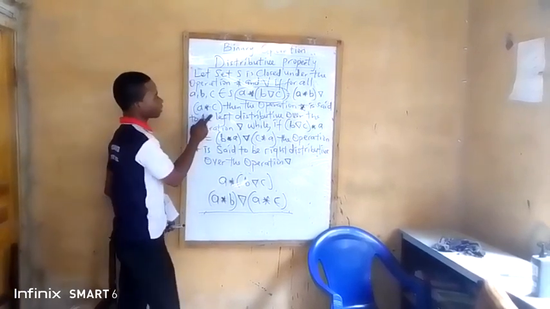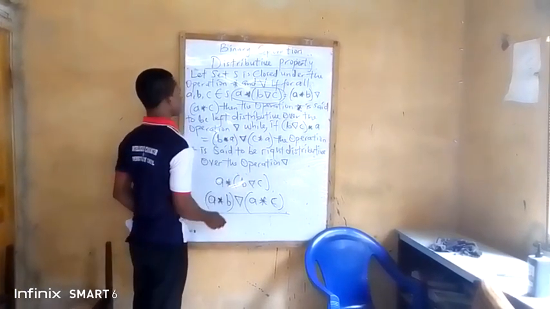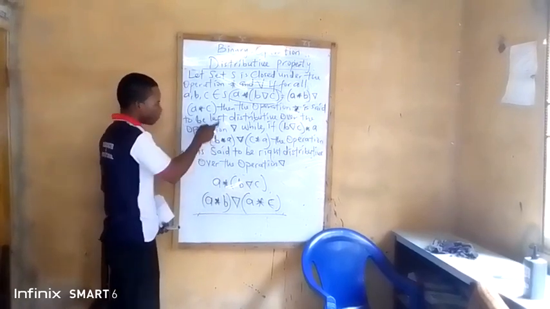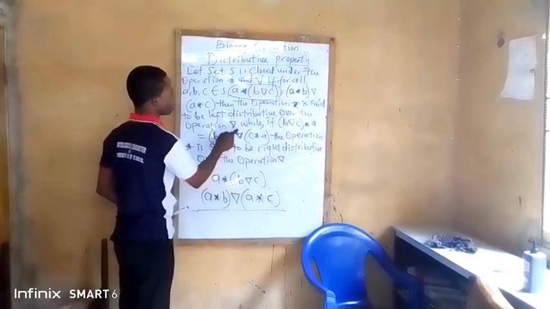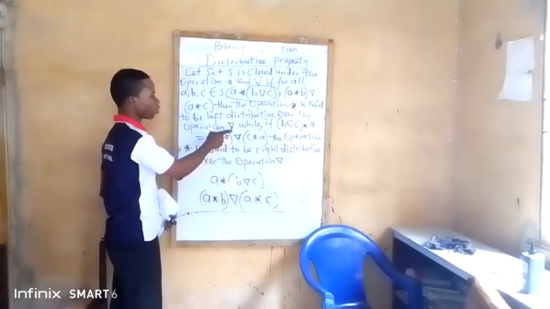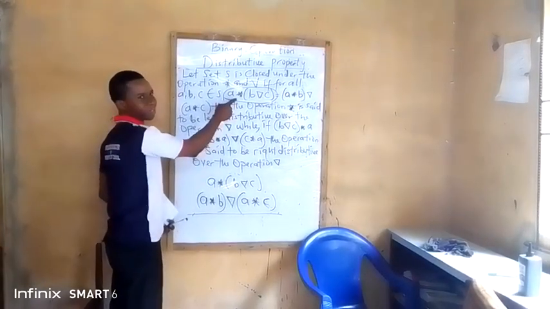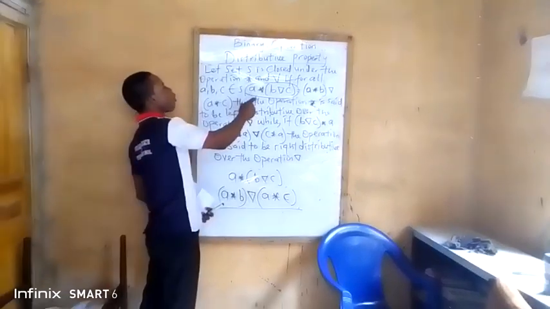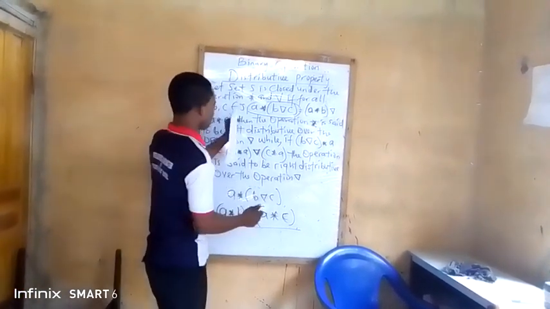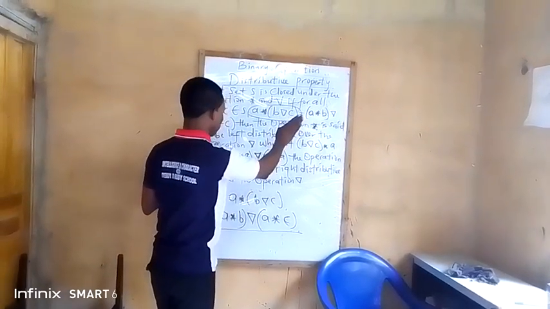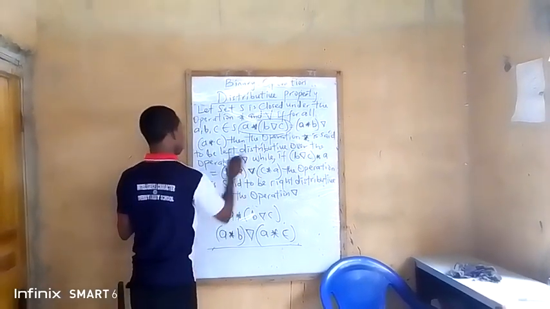So what does it mean? That means the operation asterisk is said to be left distributive over the operation for all. That means asterisk is distributive over the operation for all. Left, because as you can see, it comes from the left. Are you getting it now? So, over the operation for all.